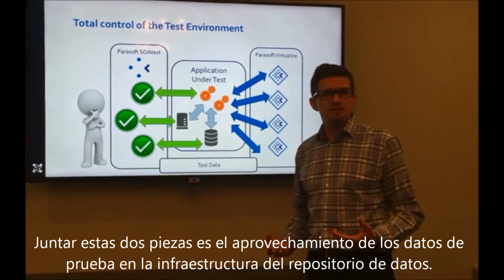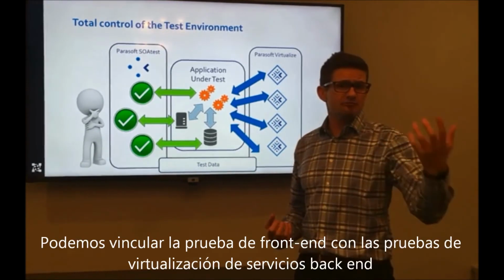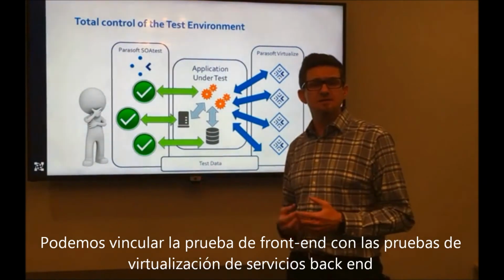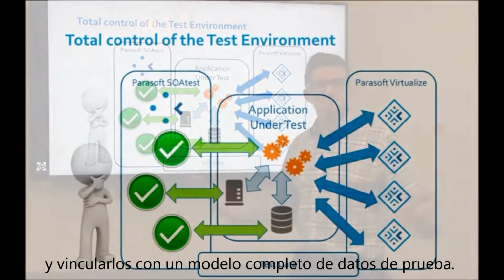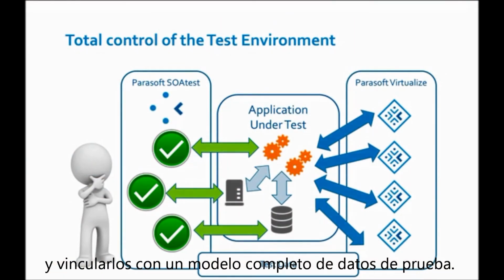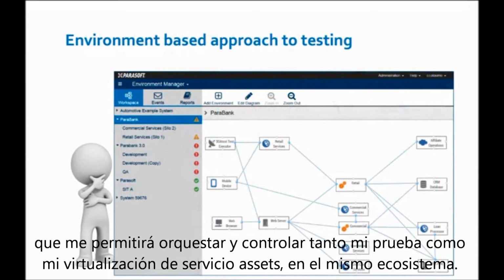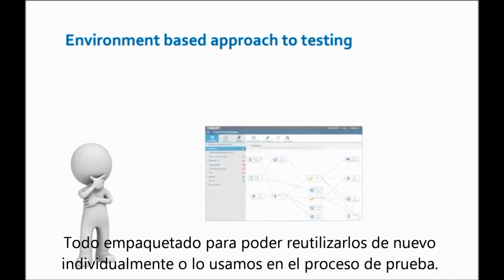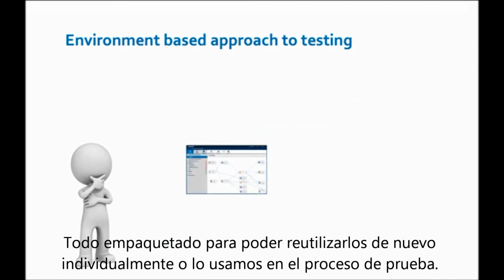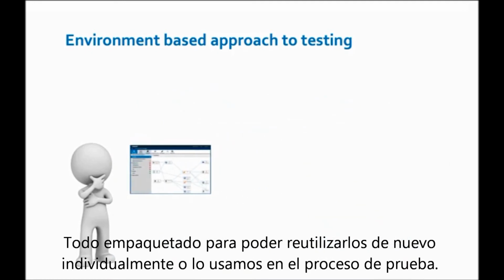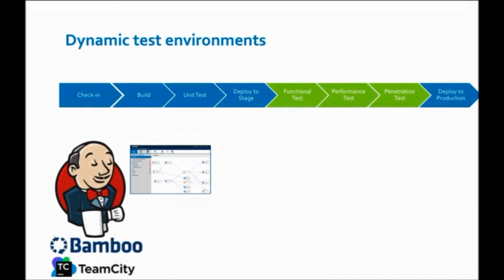Leveraging our data repository infrastructure, we can tie together both the front-end tests as well as the back-end service virtualization and tie them together with a complete test data model. This all gets packaged up within a test environment, allowing me to orchestrate and control both my tests and my service virtualization assets into the same ecosystem and packaging them up so I can reuse them. Reuse them individually or reuse them as part of my continuous testing process.